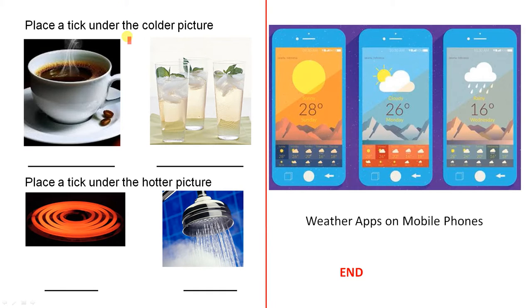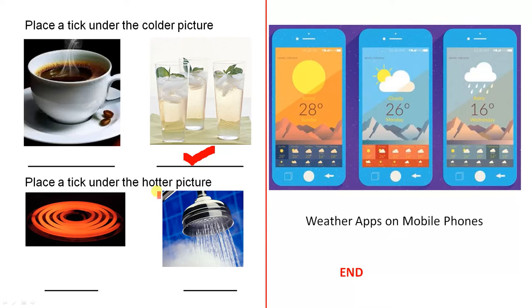Just a little exercise here. We're going to place a tick under the colder picture. So we've got a cup of coffee here, and we've got a drink with some ice in it. So which picture is colder, this one or this one? I think it's quite clear that that one's colder.